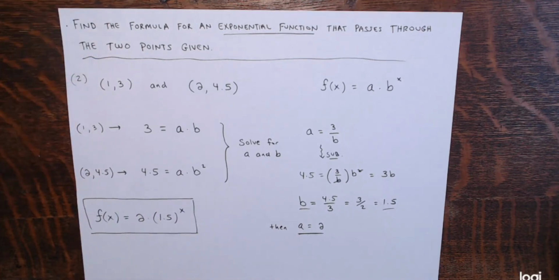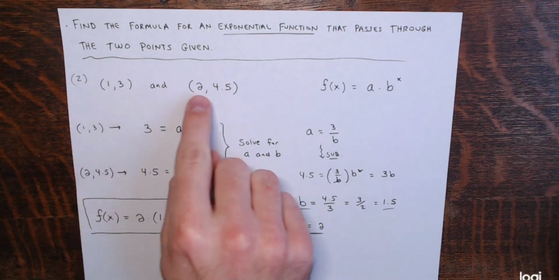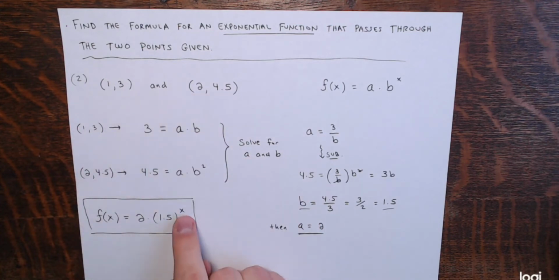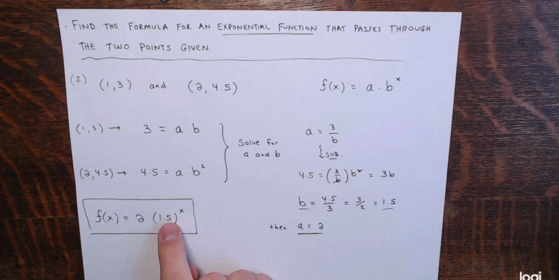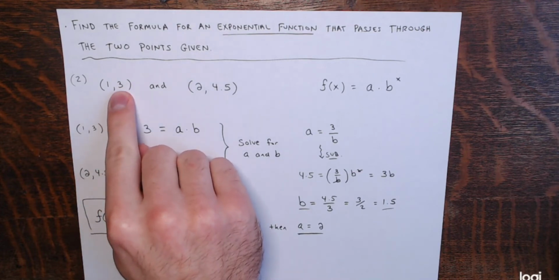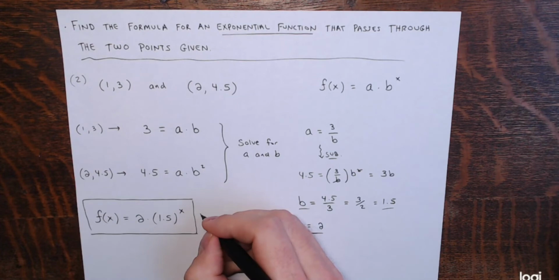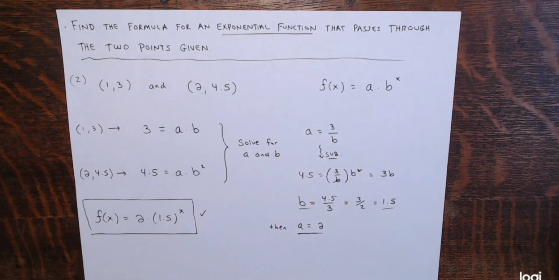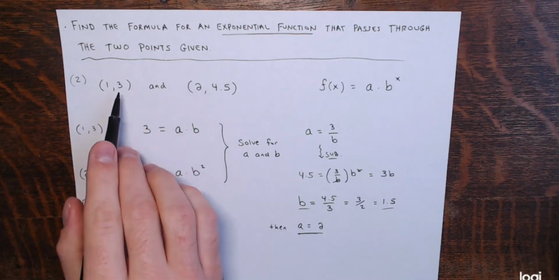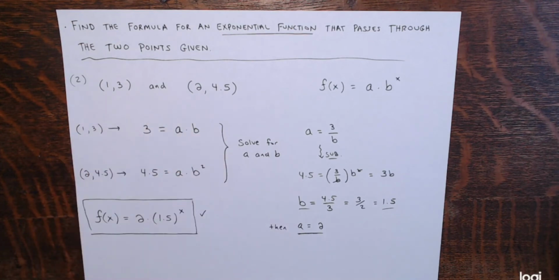Right. And again, if you want to verify it, just make sure that these points belong to this function. If x were 1, 1.5 to the 1 would be 1.5. 2 times 1.5 would be 3. And if x were 2, 1.5 squared would be 2.25, times 2 would be 4.5. So this indeed checks out. That is the exponential function we're looking for that has these 2 points on it. And that should be all you need, is 2 points. So let's do that again.